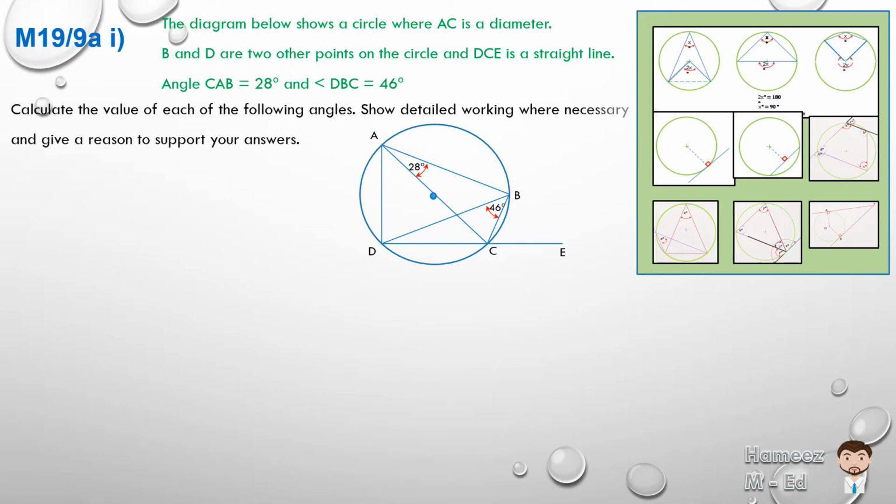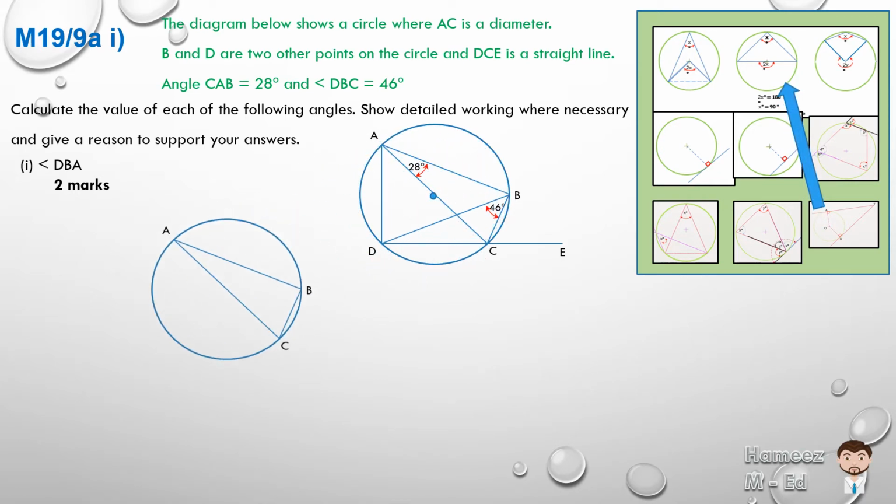Calculate the value of each of the following angles. Show detailed working where necessary and give a reason to support your answers. So part 1, we're calculating angle DBA, that small angle there. Now, if we look at the triangle, angle ABC, it has a diameter, and that looks like the second rule there, the only rule with diameter in it.